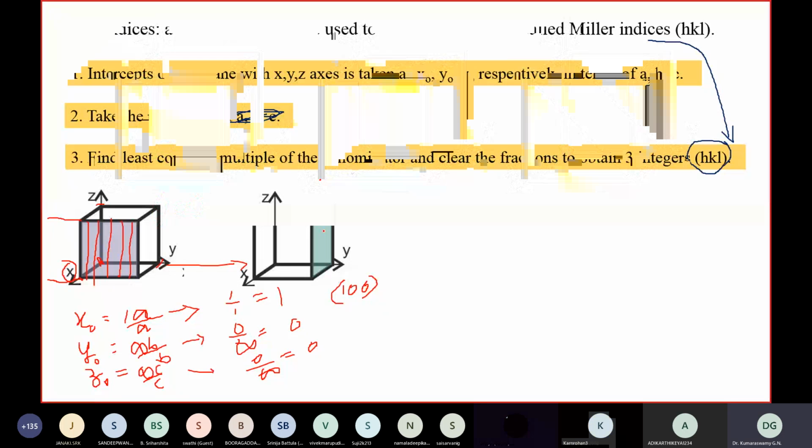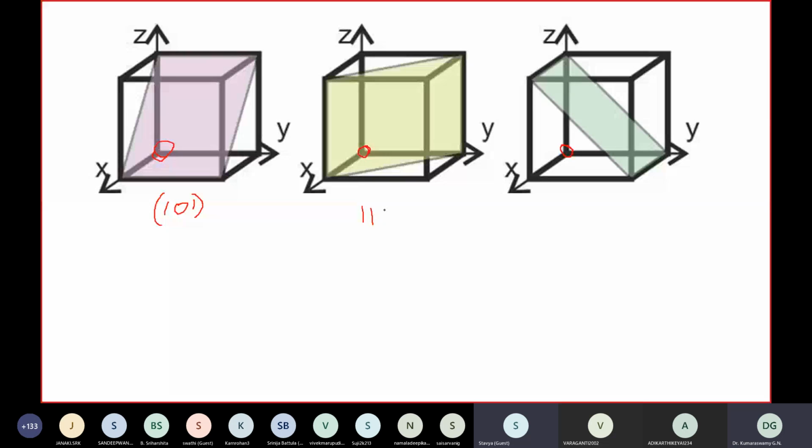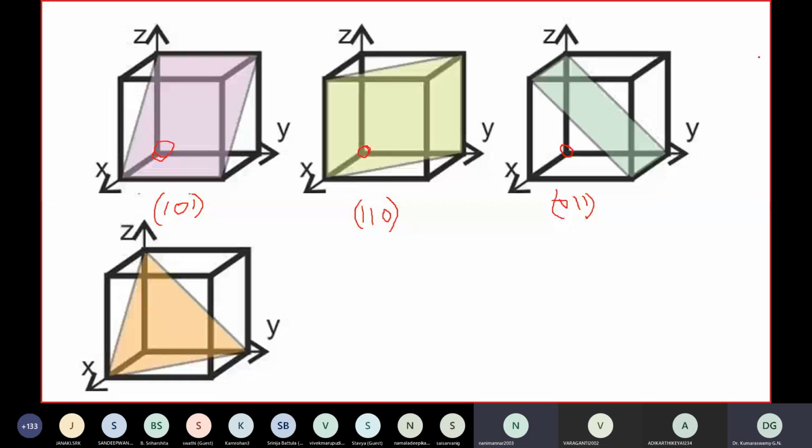1 1 0. 0 1 1, sir. Okay. Next set. This one. 1 1 1. Very good.